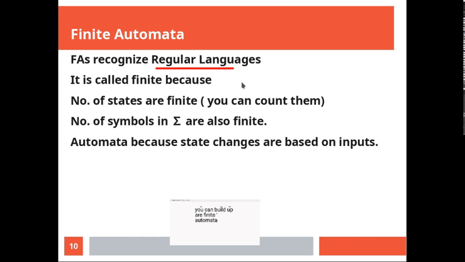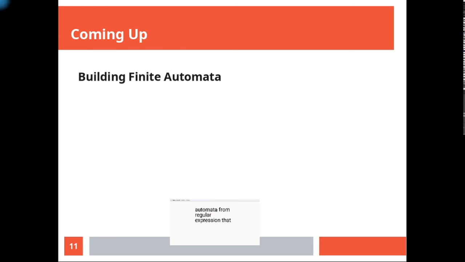It is finite because your states are finite. Remember, a regular expression is a finite representation. The number of symbols is also finite. So is the case in a regular expression. And the automata will help you change states based on inputs. How to build a finite automata from regular expressions, we will talk about in my upcoming videos.